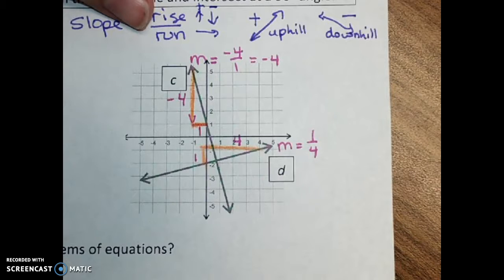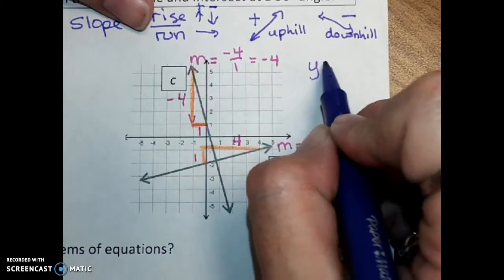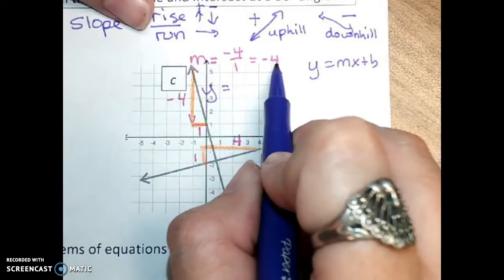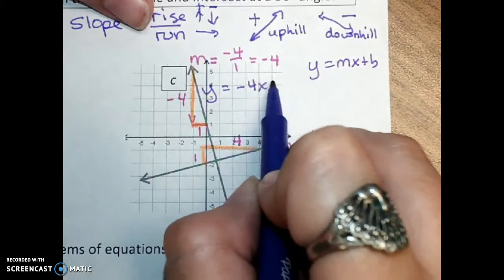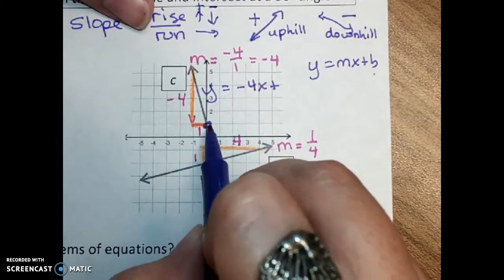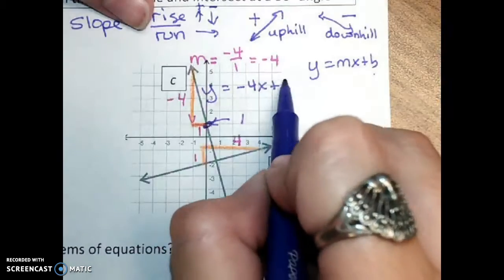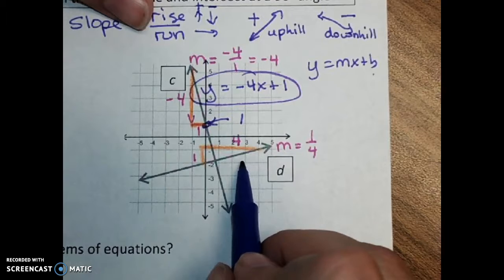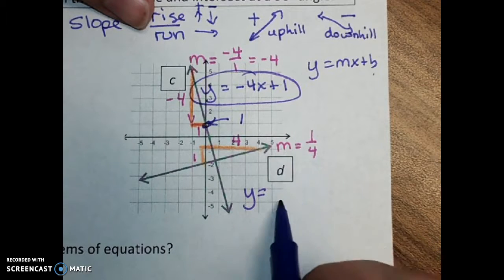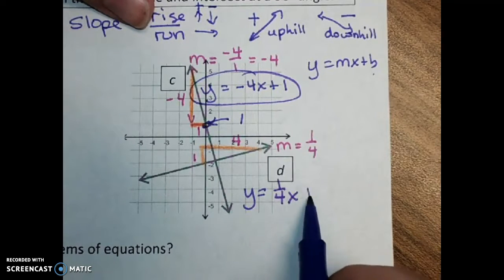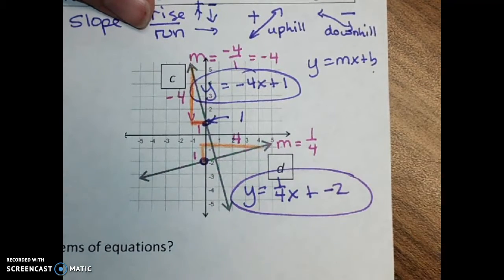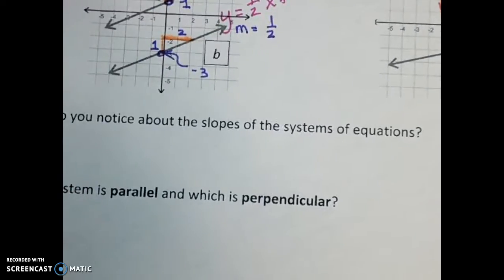Now on this problem, let's write the equations. Y equals mx plus b. So here, my m is negative 4, and my b is where it's crossing the y-axis, that's 1. So this is y equals negative 4x plus 1. And on this one here, y equals the m is 1/4, x plus it's crossing at negative 2. So that's that one.